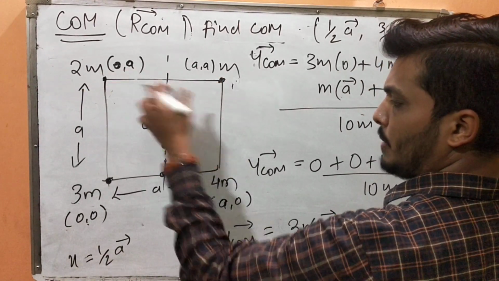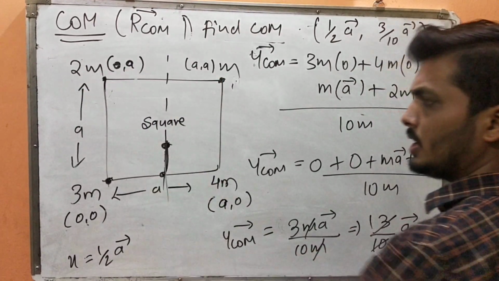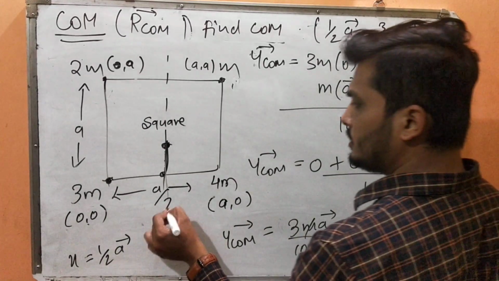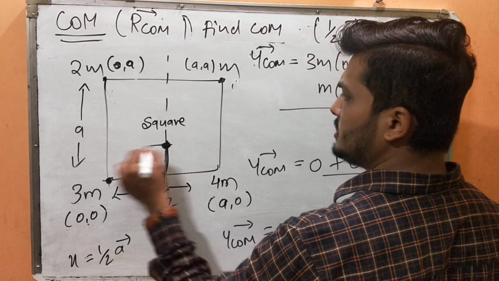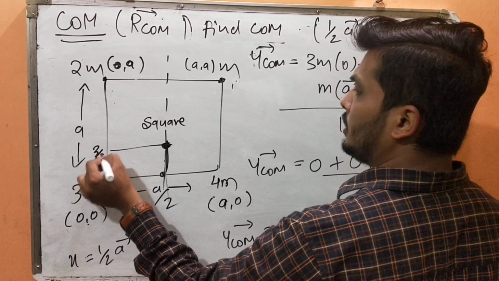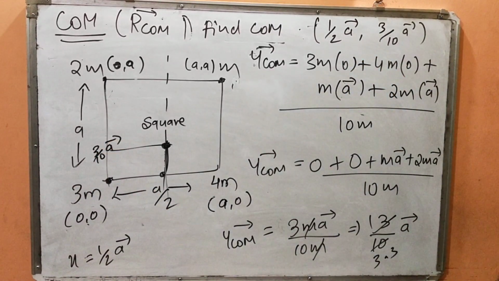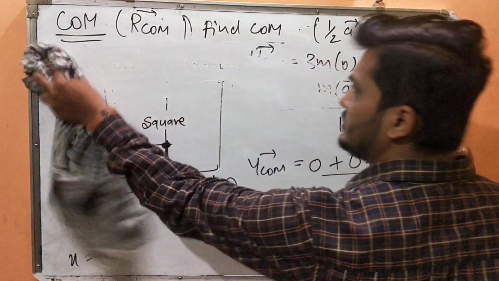2m and m. Here the mass is less, so the center of mass will be somewhere here. In the x coordinate it is a by 2, and in the y coordinate it is 3 by 10 of a. Are you understanding? So this is the easiest way to find the center of mass.